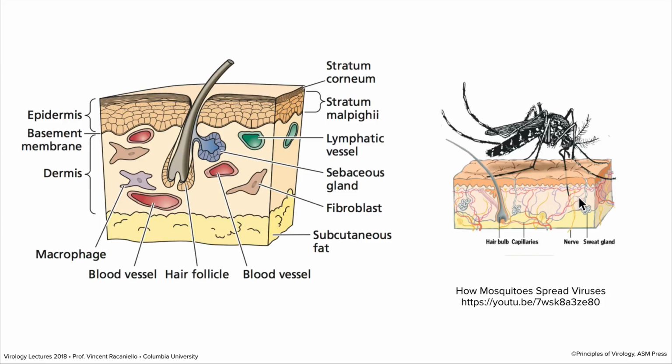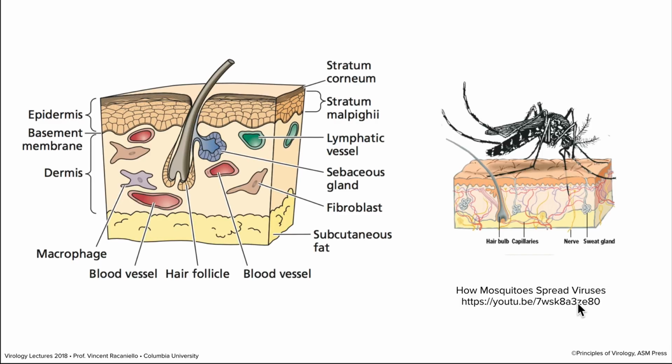Now, in the process of looking for a capillary, the mosquito is ejecting saliva, and that saliva is a veritable pharmacopoeia. It contains, among other things, anesthetics, so you won't slap the mosquito away. It contains anticoagulants to keep the blood flowing. And as the mosquito is depositing the saliva into the dermis, it's also depositing viruses if there are viruses in the mosquito.